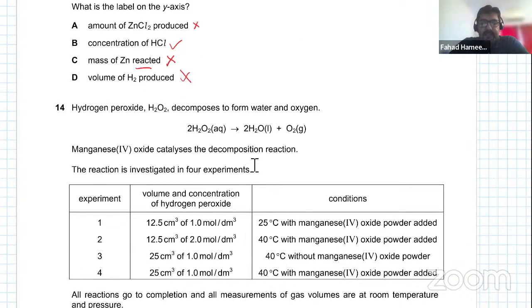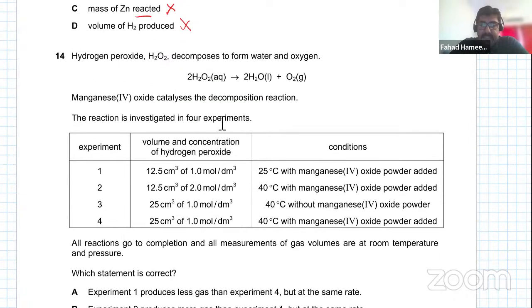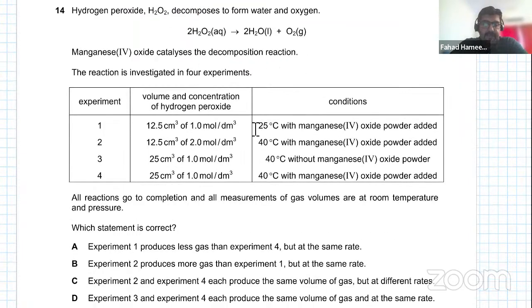The next one: manganese(IV) oxide catalyzes the decomposition of this reaction. The reaction is investigated in 4 experiments. There's a table below as well. So there are 4 experiments, same reaction. All reactions go to completion and all measurements of gas volumes are at room temperature and pressure. Which statement is correct?